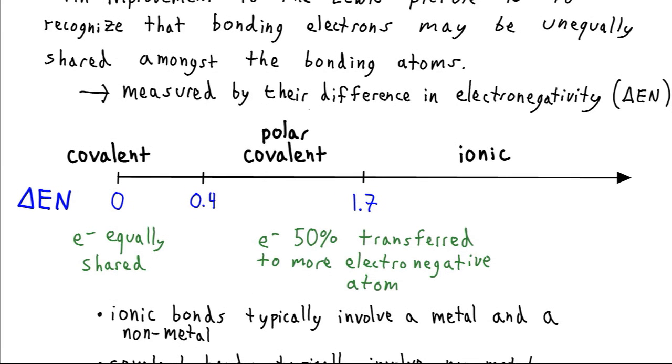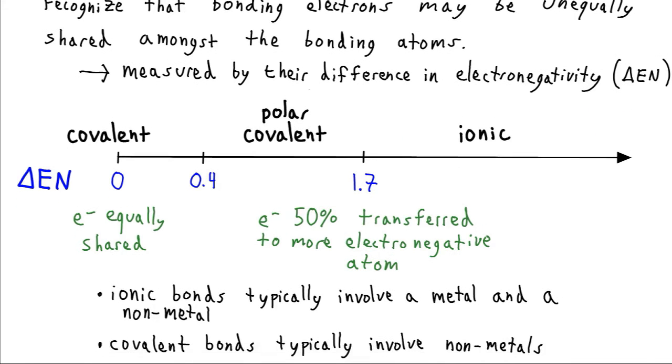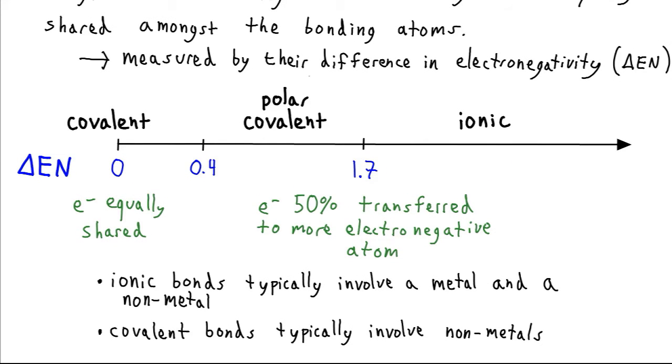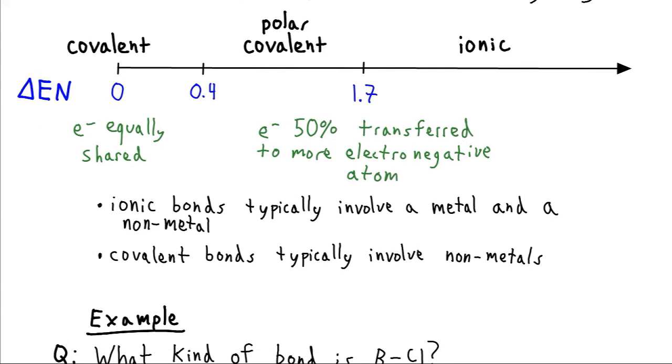Now, remember that ionic bonds typically involve a metal and a nonmetal. Not in every single case, but that's a good tip-off that we're over here in the ionic region without having to calculate anything. Covalent bonds typically involve nonmetals when we encounter them. They can involve metals as well.